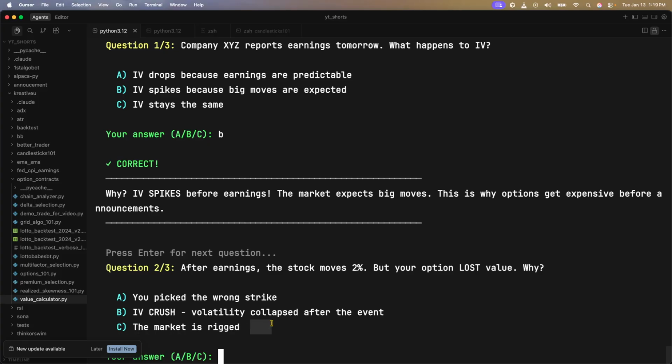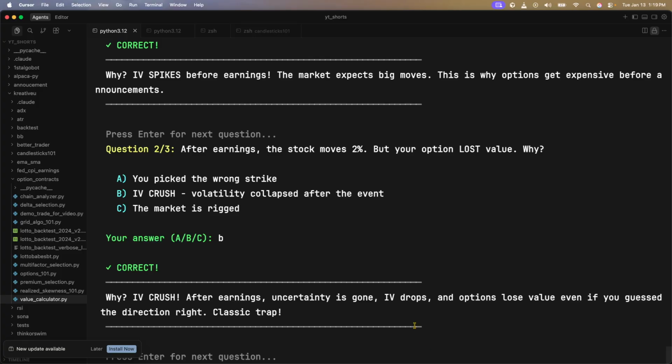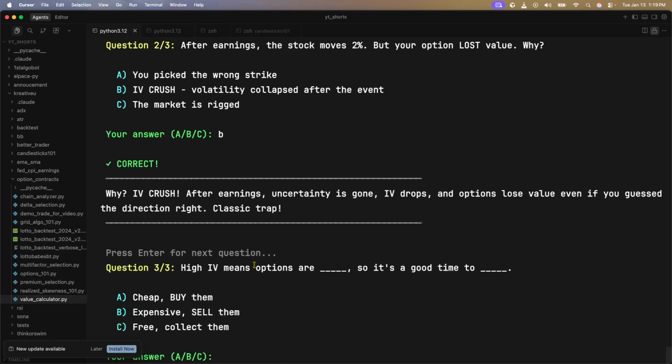Now, everybody thinks that. Maybe it is. Maybe it isn't. Maybe I'm an agent for them. I'm just messing with you. All right. So what is earnings, right? After earnings, the stock moves 2%, but the option lost value. Why? It's because of the IV crush. Even if you guess right, fam, you get crushed by that IV.